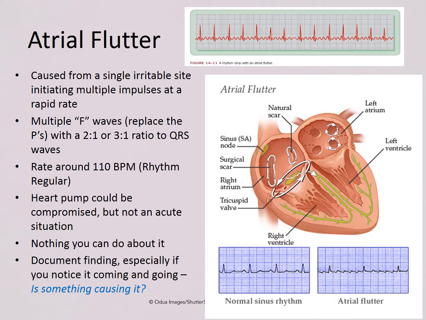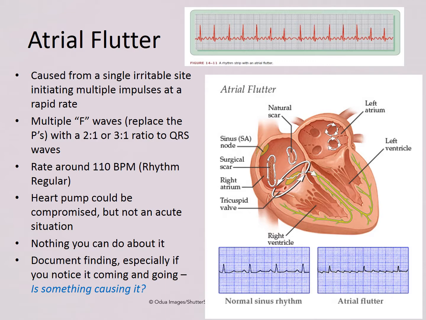On your strip, you're going to see multiple F waves, F referring to flutter, which replace the P's, and you'll see this as a 2-to-1 or 3-to-1 ratio to the QRS. So meaning you're going to see 2 or 3 small waves prior to seeing your QRS. So you're not going to be able to tell the difference between F waves, P waves, and T waves. It's just going to look like wavy lines and then a QRS and then more wavy lines, but your wavy lines are going to be fairly regular in their height and width.